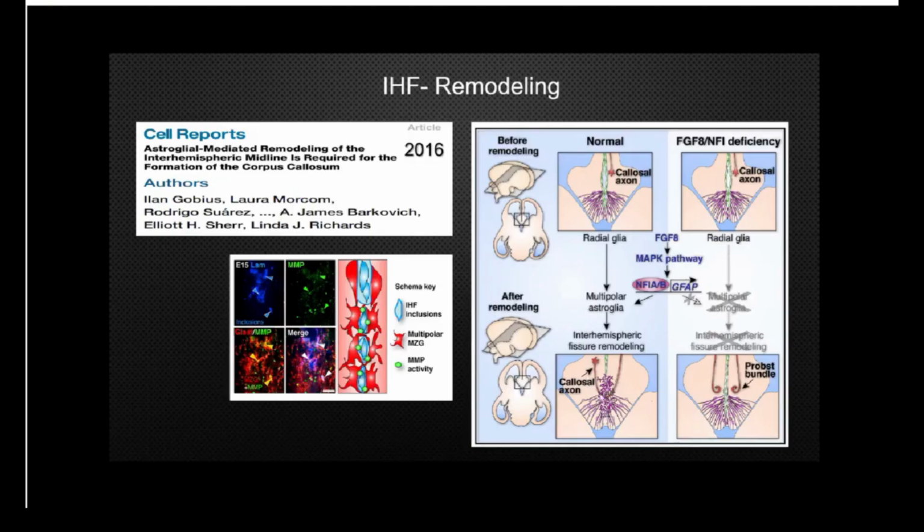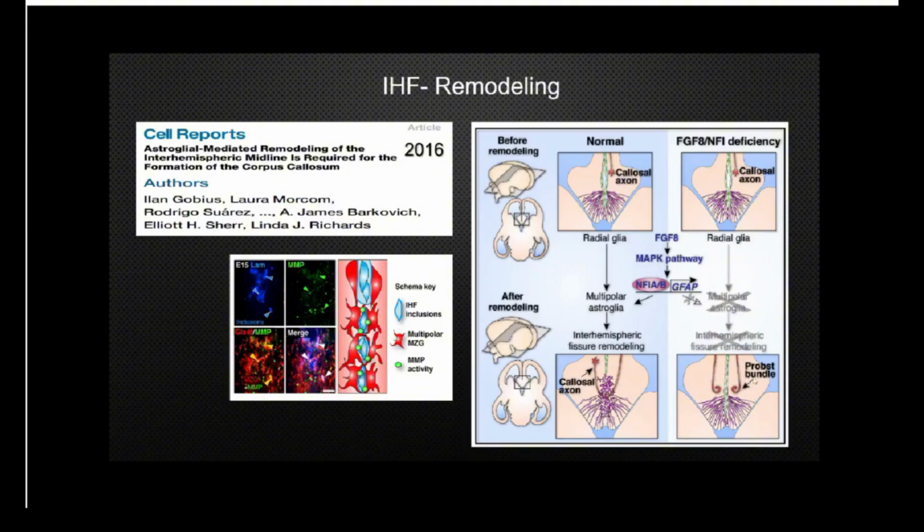And as I mentioned before, if this fails to happen due to some kind of a genetic aberration, for example, and the cells are not able to transform to multipolar astroglia, or they fail to migrate over there, the axons of the corpus callosum will be able to reach this point, but they will not be able to cross, and you may come up with various degrees of callosal anomalies or callosal dysgenesis.